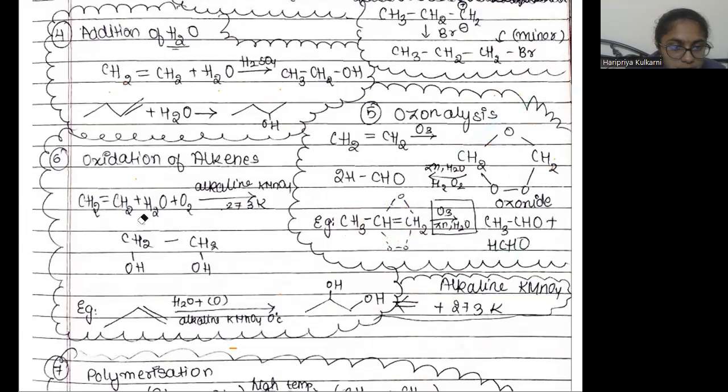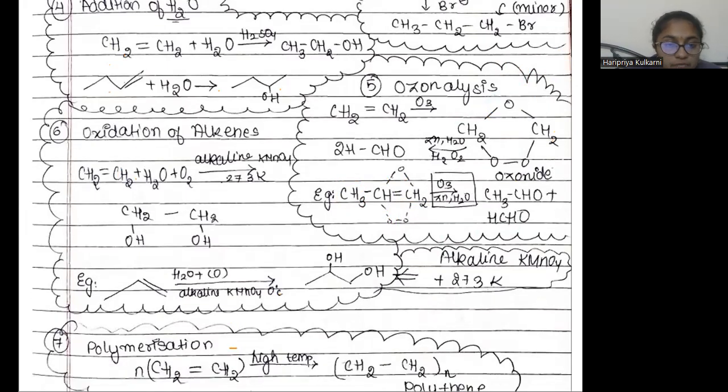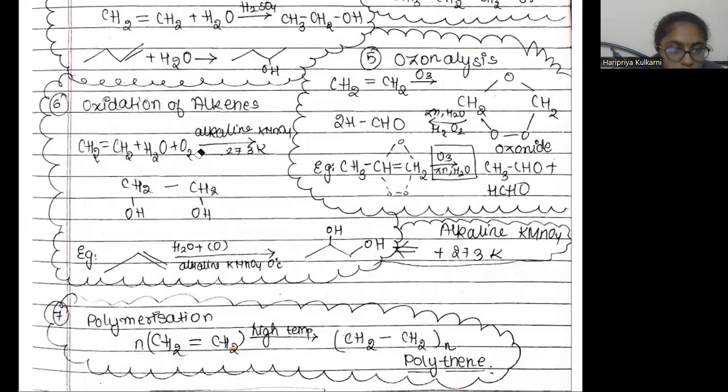Now coming to the next one, that is oxidation of alkenes. Oxidation, as we know, is addition of oxygen, right? So CH2=CH2, that is our alkene, plus H2O plus O in the presence of alkaline KMnO4 and at a temperature of 273 Kelvin, that is 0 degrees Celsius, will give us CH2OH single bond CH2OH.